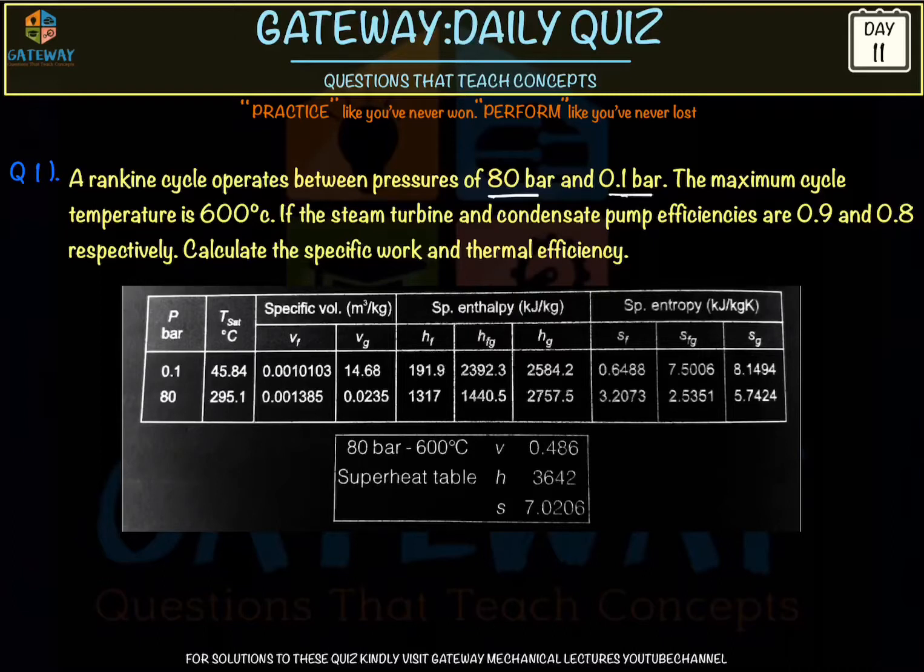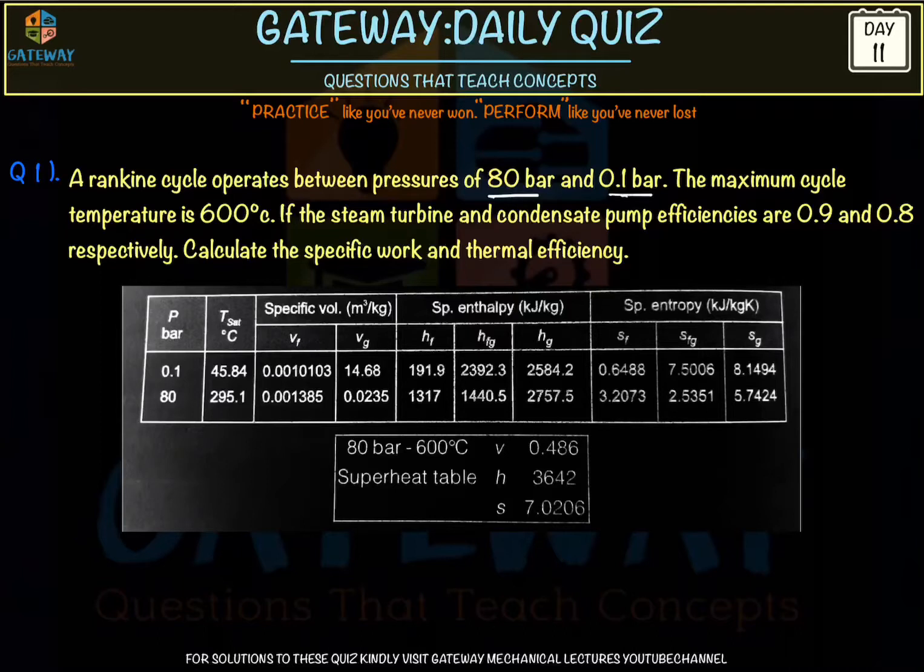If the steam turbine and the condensate pump efficiencies were also given in the question. Thermal efficiency is nothing but isentropic efficiency. The steam turbine is an isentropic device, right? So it is having an isentropic efficiency of 0.9, and the condensate pump is also having an efficiency of 0.8, respectively. Calculate the specific power and thermal efficiency.